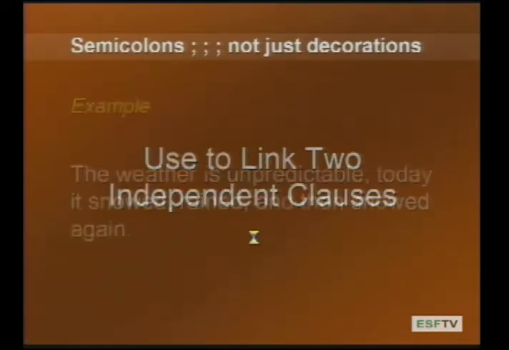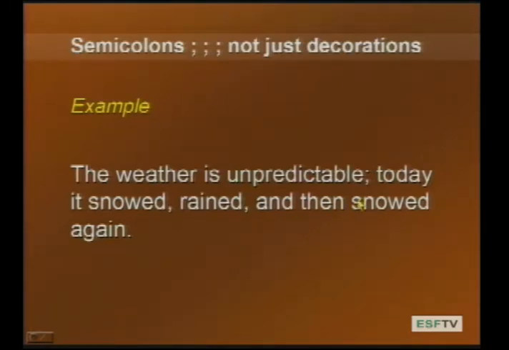For example, the weather is unpredictable; today it snowed, rained, and then snowed again, kind of like weather in Syracuse. The word "unpredictable" followed by the semicolon signals to a reader that there are two very closely related sentences, perhaps one growing out from information in the first. All right, here's another example.